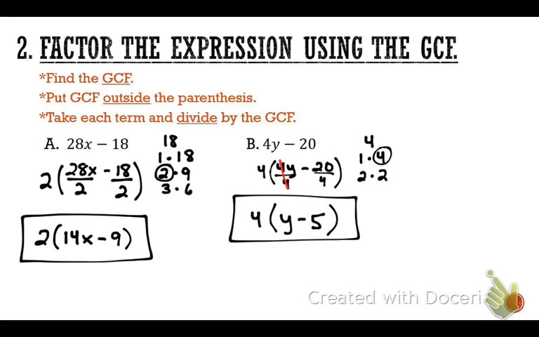Remember, once again, you're doing the opposite of the distributive property. If we were to go back and double check, 4 times y does equal 4y, and 4 times negative 5 does equal negative 20. That's just a way to double check your work.